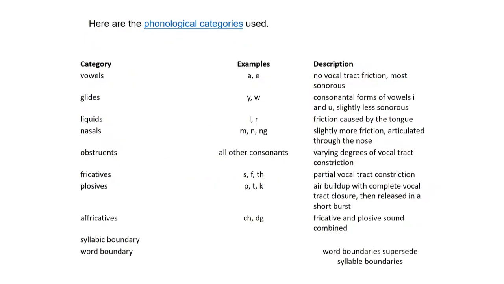It is interesting to see these categories used. Vowels were taken as A, E, I, O, U, based on phonology, on the sound they produce, where they have no vocal tract friction, mostly sonorous. Then glides, Y and W, which are consonantal forms of the vowels I and U, but slightly less sonorous. Then there are liquids and nasals: liquids are where the friction is caused by the tongue, and nasals are spoken through the nose. And then all the other consonants are taken as obstruents, which have varying degrees of vocal tract constriction, such as fricatives, plosives, and affricates. And then the word boundaries, which supersede the syllable boundaries.